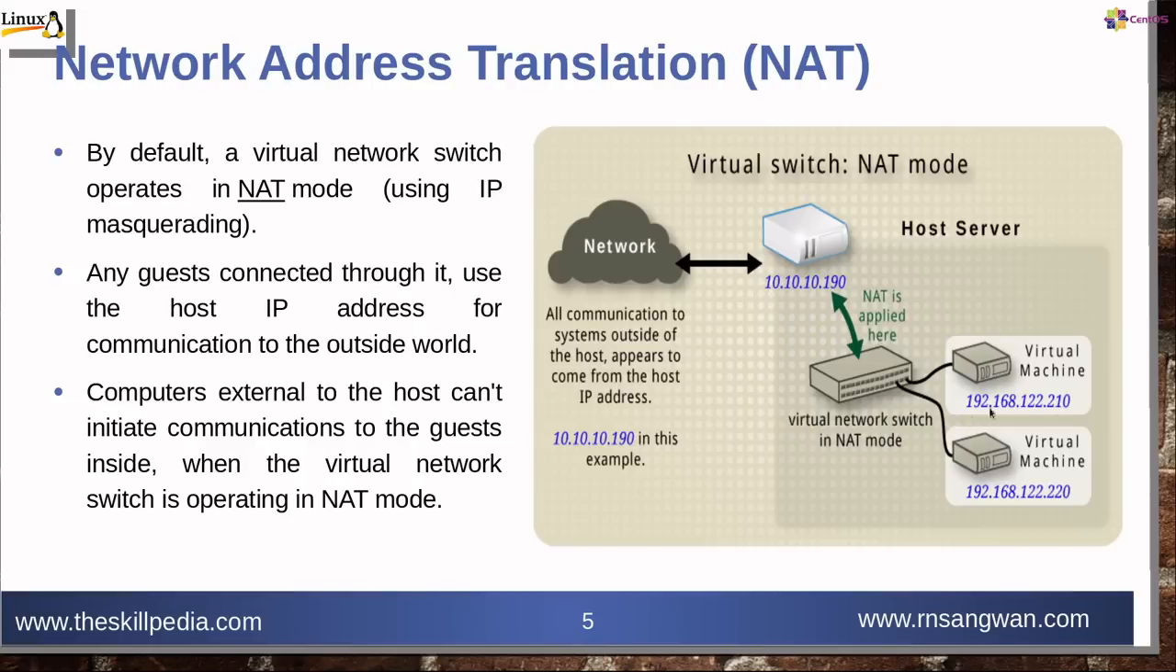They will never be able to reach 192.168.122.210 or 220. NAT is applied between the host network switch and the virtual network switch. That is where the NAT is actually applied. So any guest connected through it uses the host IP address for communication to the outside world, whereas computers external to the host can't initiate communication to the guest inside when the virtual network switch is operating in NAT mode.